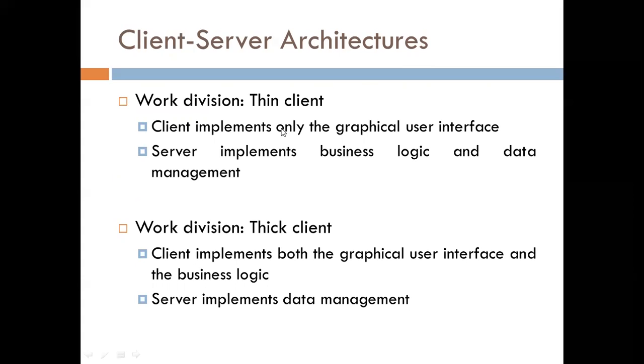Next, the two layer concept. The two layer or two tiered concept is often given a name, that is client server architecture. If two tiers are there, one tier is called the client, another tier is called the server. Here there will be a clear cut division of work. Clients will be very thin. At the client end, only the graphical user interface is implemented. The server implements the business logic and data management.